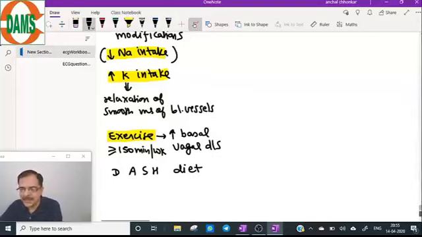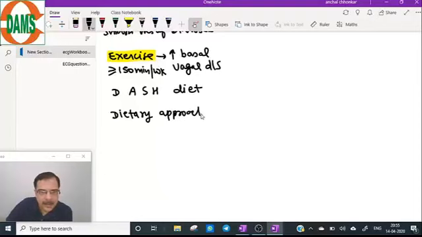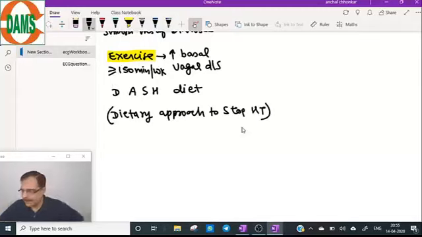As well as, one diet is the DASH diet. DASH diet is dietary approach to stop hypertension. Exercise should be more than or equal to 150 minutes per week. Amount of sodium, now guideline says less than 1.5 grams per day.